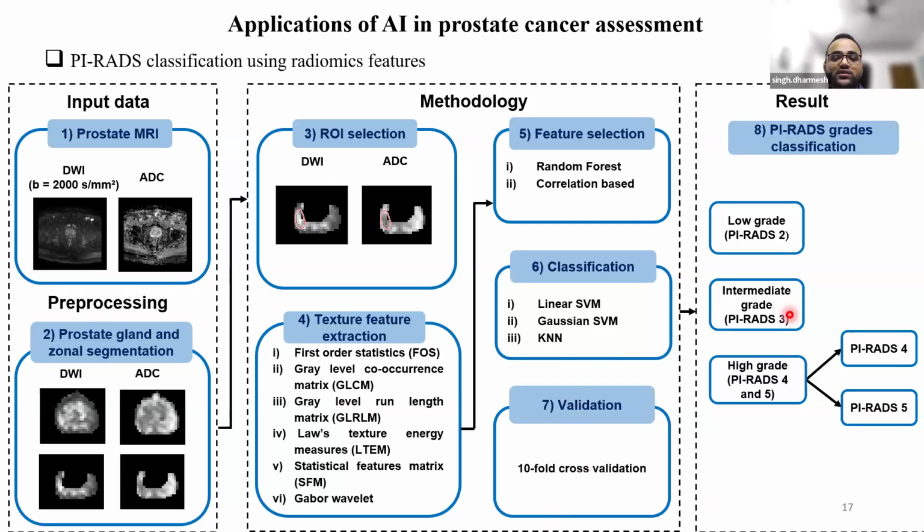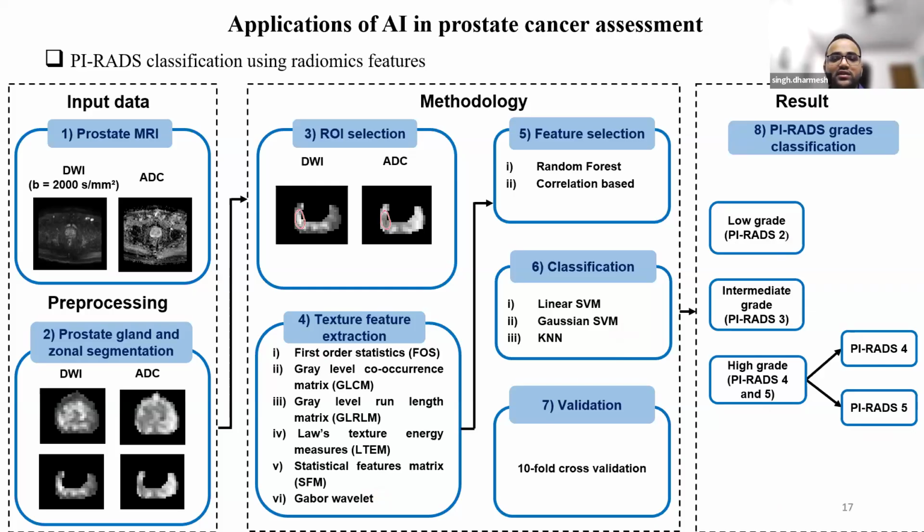Finally, the system output classifies the PI-RADS grade as low grade, intermediate grade, and high grade. And high grade is further classified into PI-RADS 4 and PI-RADS 5. So the classification is very crucial for the decision-making step in this workflow. This is one type of classification method. You can choose your own texture features, and there are a lot of feature selection methods. So as per your requirement, you can choose the classification methods.